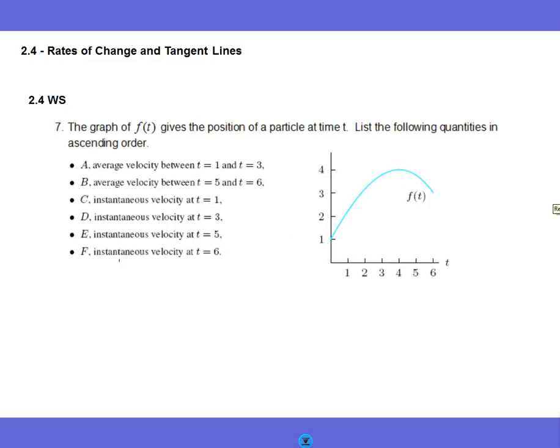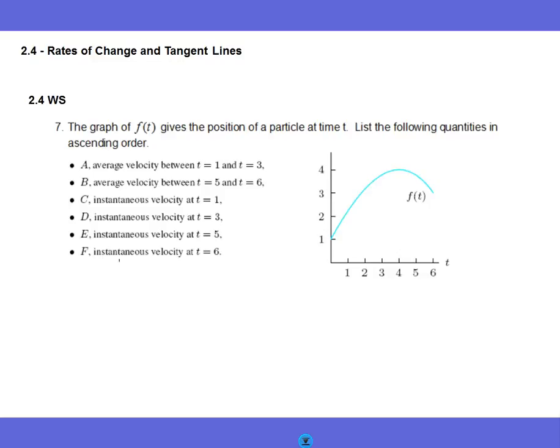Okay, so here I'm going to do 2, and what I want you to do is go ahead and see if you can figure out the rest. So what they're saying here is this gives you the position at time t. List the following quantities in ascending order. Again, ascending means least to greatest.